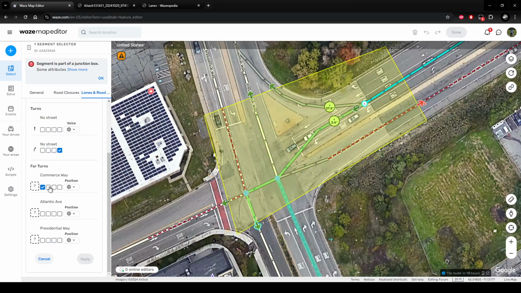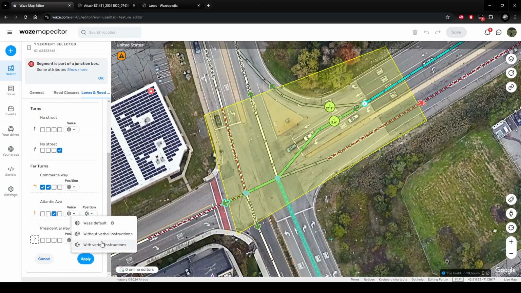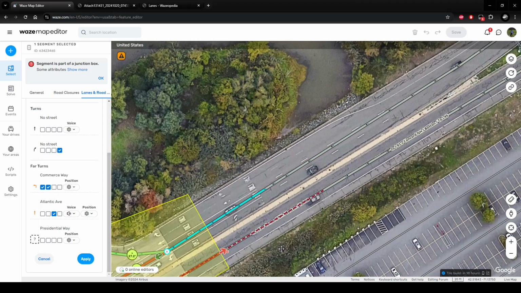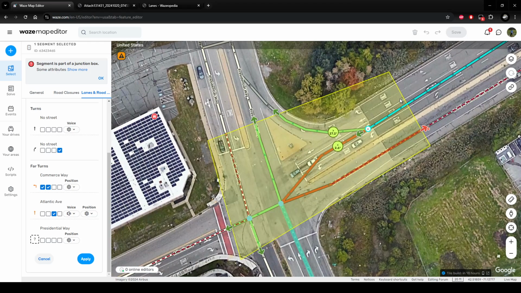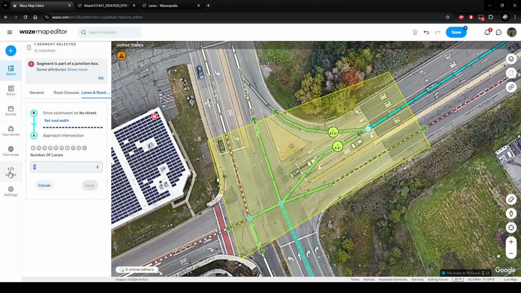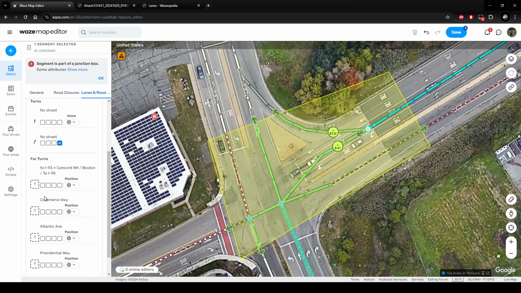So here, Commerce Way, we know is the left 2 lanes. They're going to be left. Atlantic Avenue, they need to be in the second from the right to continue straight. And again, we're going to give that a verbal instruction because we go from 2 lanes to 3. The right lane is the one you actually need to be in to get there, but it's going to be pretty obvious to users as they pull up that they need to be the second from the right. And I guess we'll allow this U-turn as we mentioned. Oop, and that accidentally reset everything. Let me just quickly put that back.